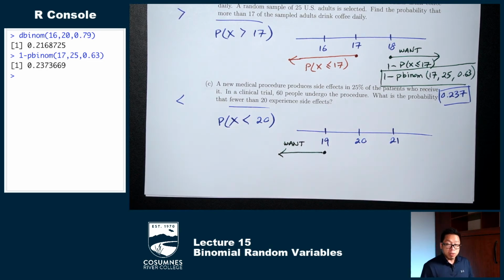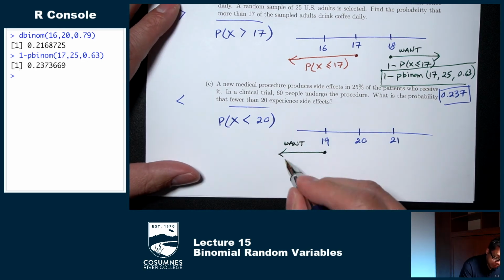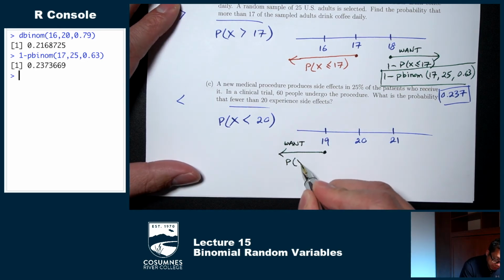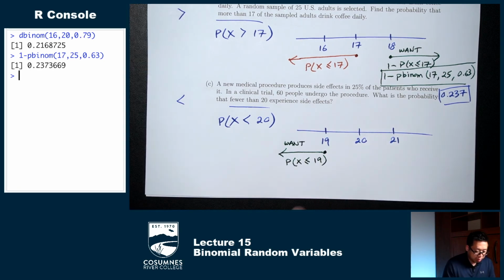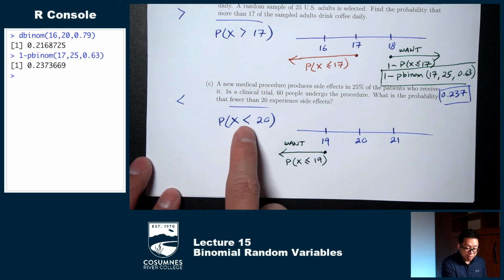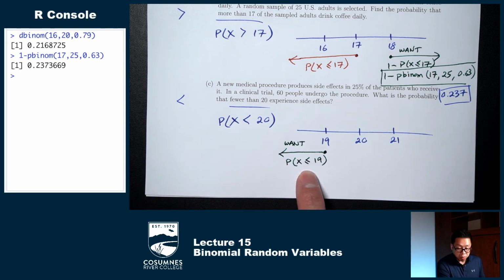Okay. Anytime you're looking for something that's to the left, all you need to do is rewrite it using a less than or equal. Okay. 19 to the left is the same thing as saying less than or equal to 19. Okay. That's 19 or less. 19 to the left. So we rewrote the less than so that it has a less than or equal.